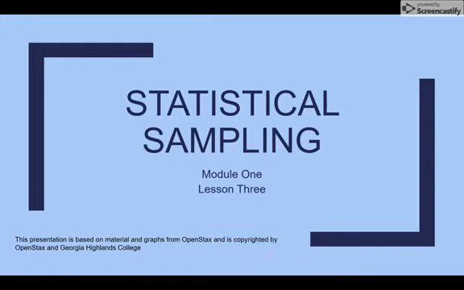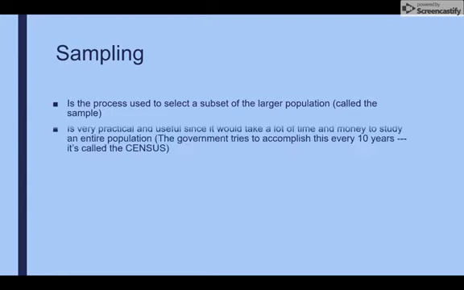Okay, we're on Lesson 3, Module 1, Statistical Sampling. Sampling is the process that we use to select a subset of the larger population. It's very practical and useful because, as we've talked about, it would take a lot of time, a lot of money, and a lot of effort to study the entire population. Although the government does try to do this every 10 years, it's called the census.